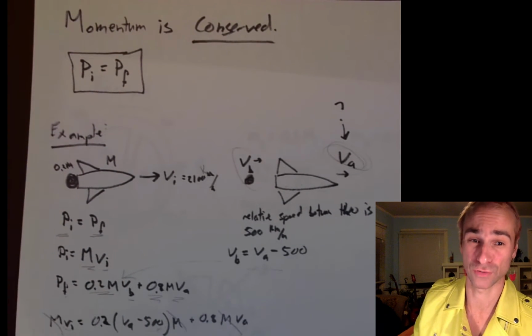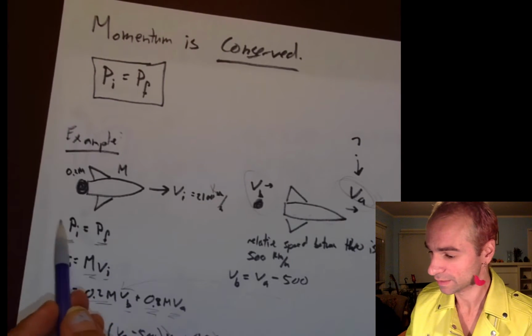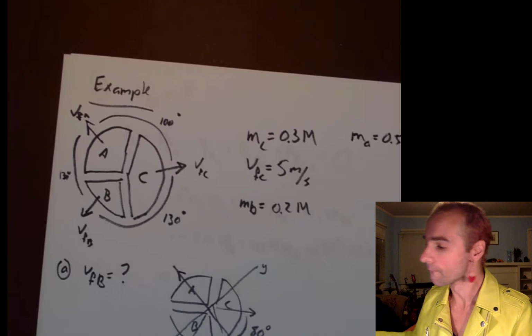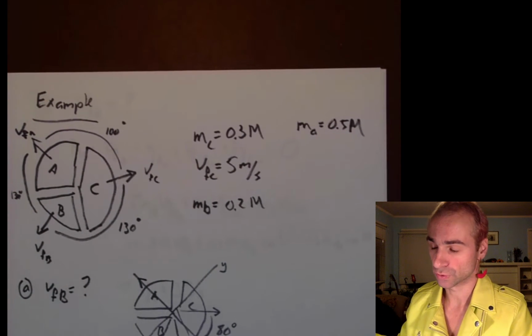The same thing is going to be true in this one. So this was in one dimension, right? It was just moving along the x-axis. Let's switch it up and do it in 2 dimensions. All right, so here's my example in 2 dimensions.